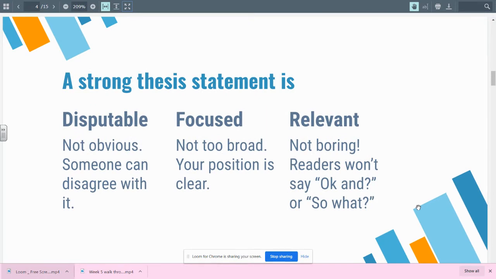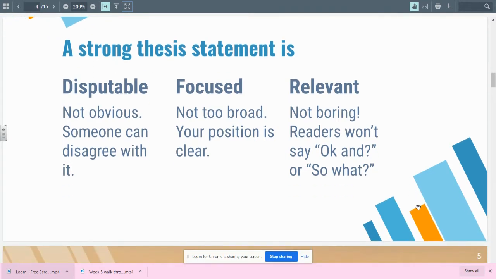A strong thesis statement is disputable. When something is disputable, it means that you can argue about it. So you don't want to have a thesis statement that's just, you know, easily, like everyone agrees with it, right? You kind of want to be a little controversial, you know? So it's not obvious. Someone can disagree with it. It's focused, not too broad. Your position or your opinion is clear. You don't say, sometimes yeah, sometimes no. None of that. And it is relevant. It's not boring. Readers won't say, okay, or so what, okay? They should care about your thesis.